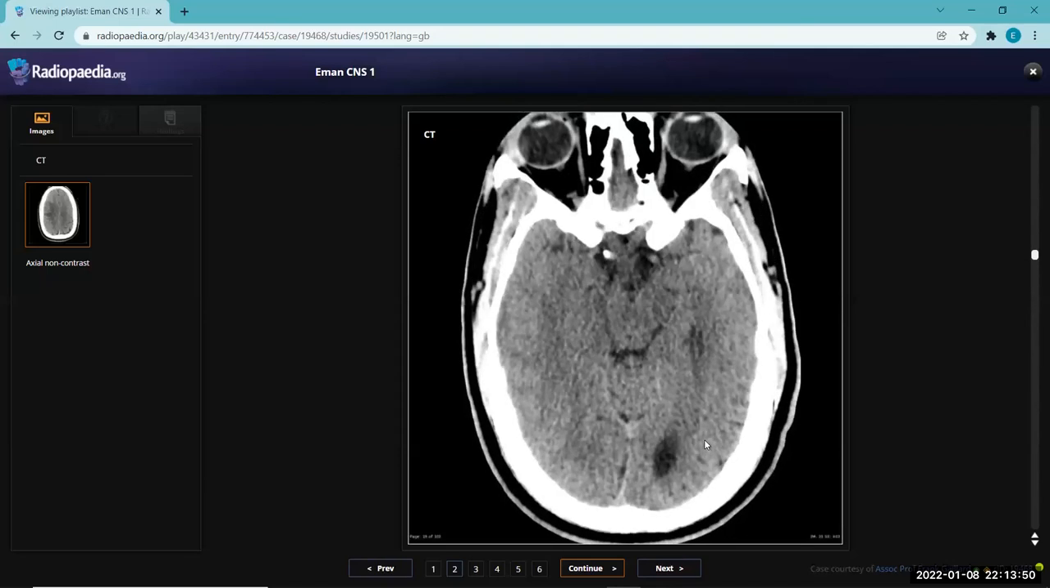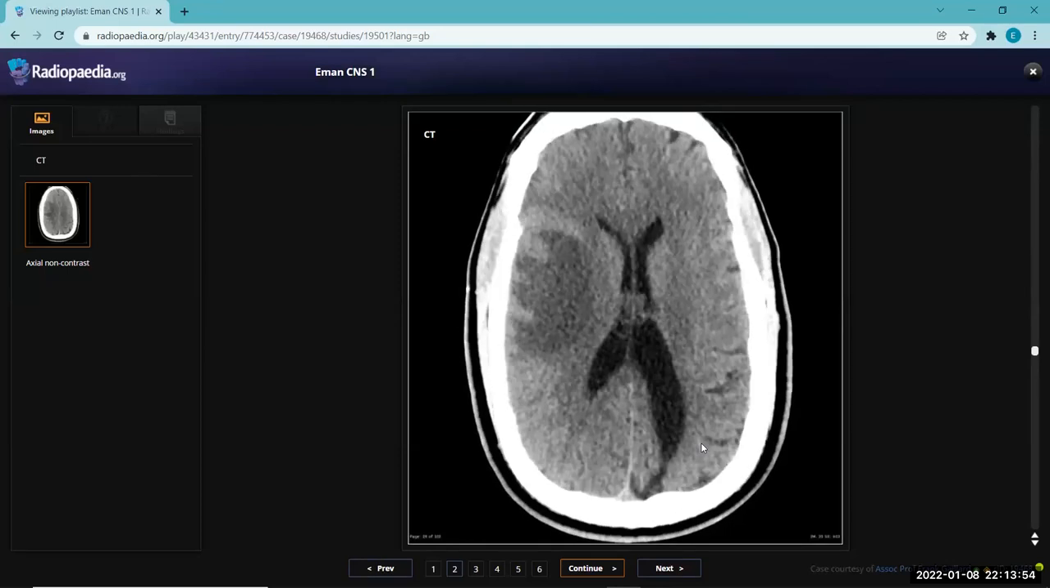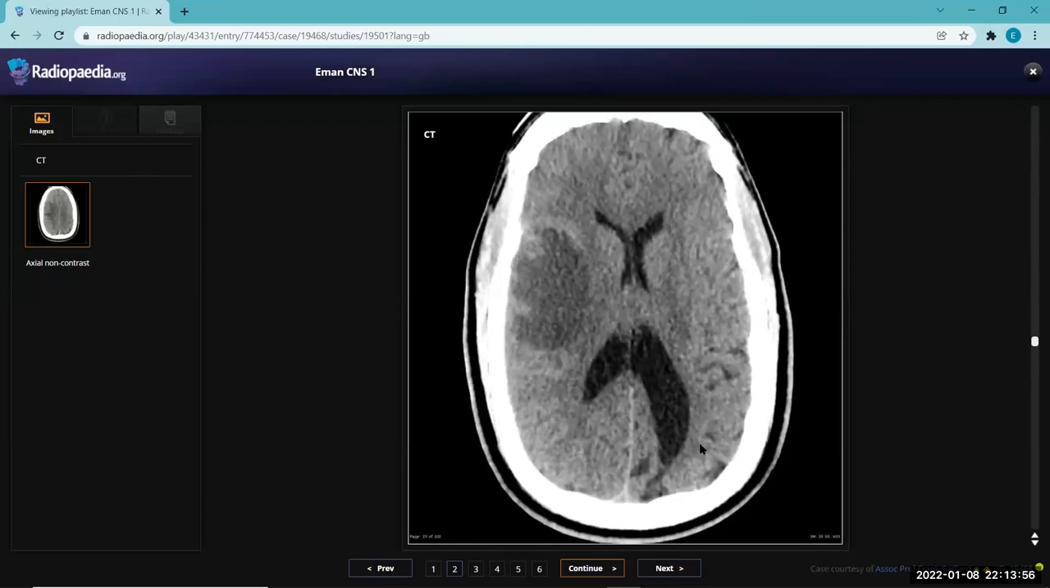So coming back to this abnormality, one of the differentials can be intraparenchymal abscess, which is my top differential, or it can be a metastatic deposit in the clinical scenario if the patient is a known case. So to take this further, I need a post-contrast scan if the patient is already within the scanner. Yes, continue.